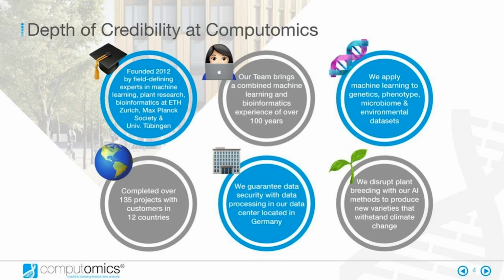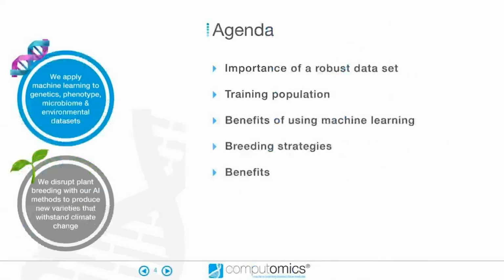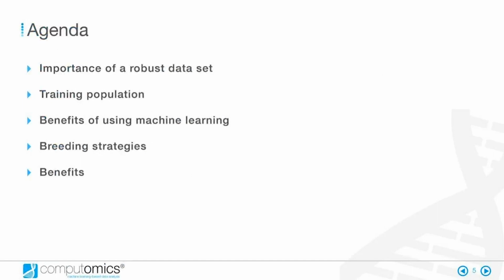Computomics was founded out of the Max Planck Institute of Developmental Biology to bring new and innovative tools to industry. We have completed way over 135 projects across 12 countries, and we are disrupting plant breeding with our machine learning technology. I'm Ruth Mays, Director of Global Business Strategy at Computomics. The webinar today would like to showcase the advantages that machine learning technology provides over traditional statistical methods. We will also explain the difference and benefits between machine learning and genomic selection.